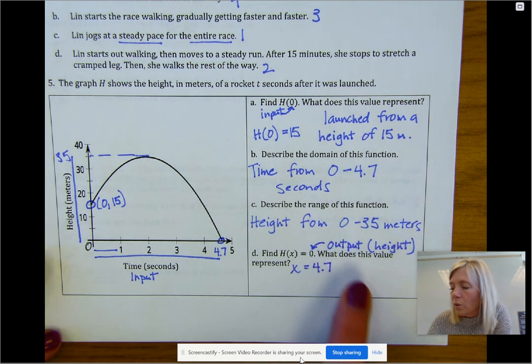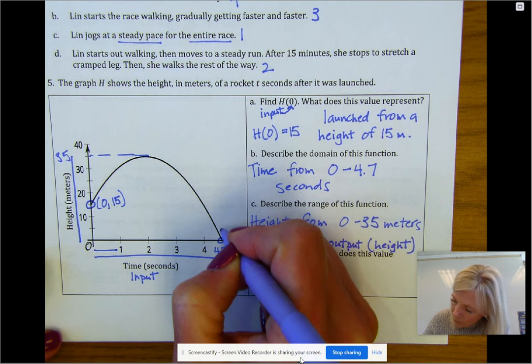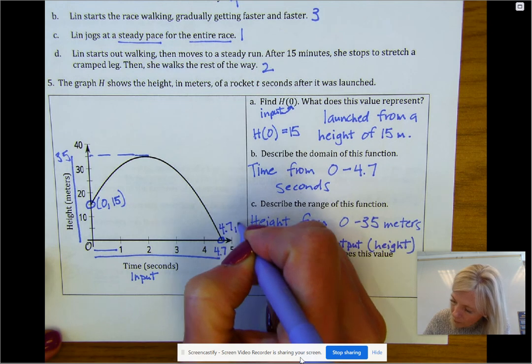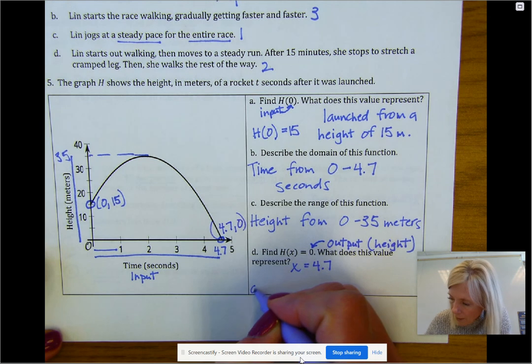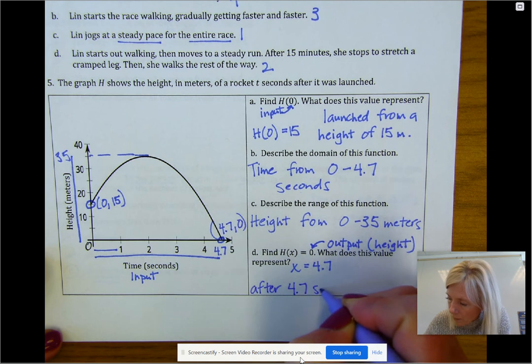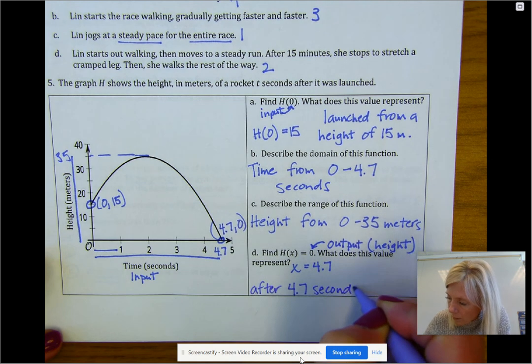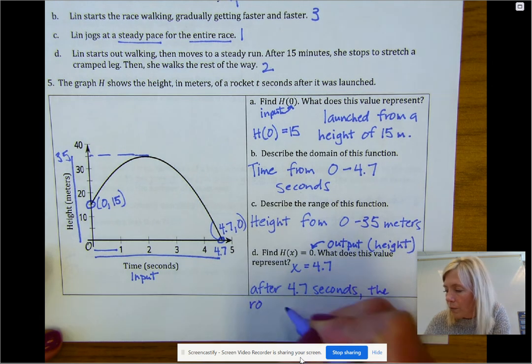What does this value represent? Well, this is the point 4.7, 0. So I would say after 4.7 seconds, the rocket landed on the ground.